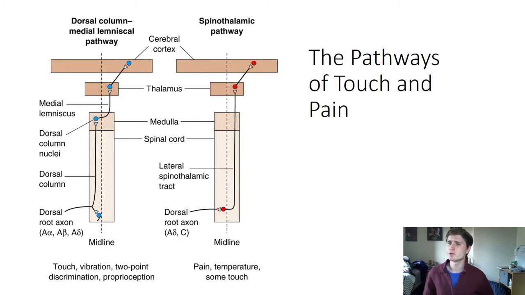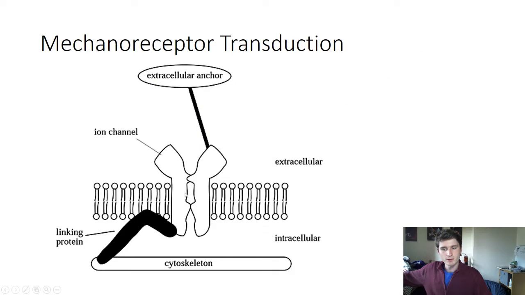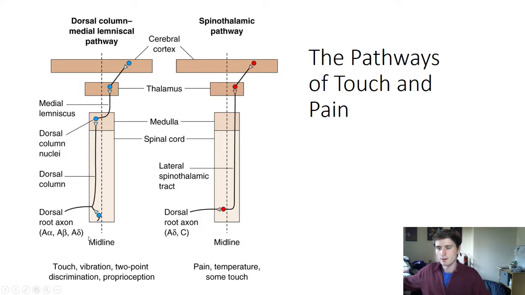Touch and pain have two pathways. Touch, vibration, 2-point discrimination, and proprioception are all handled by the dorsal column medial lemniscal pathway. So the cell that we were just talking about that just had its membrane depolarized because sodium flooded into it will then release neurotransmitters into the synapse between itself and its dorsal root axon, onto the dendrite of the dorsal root.